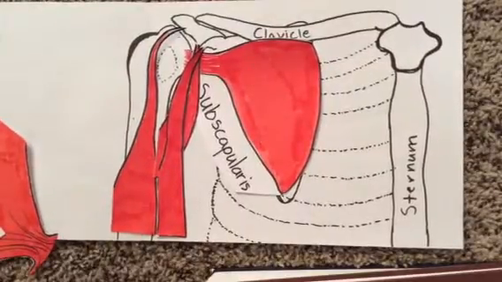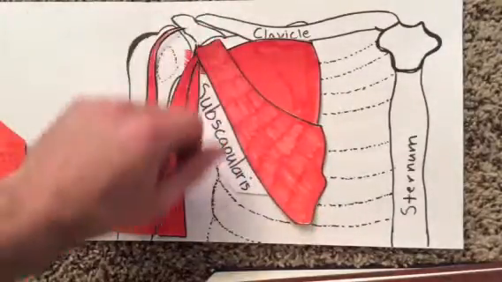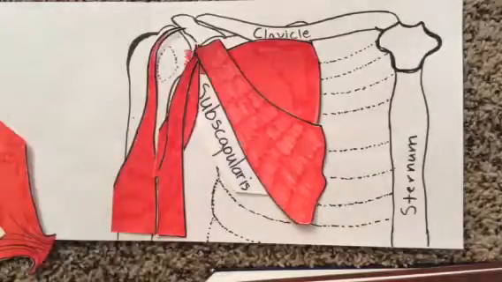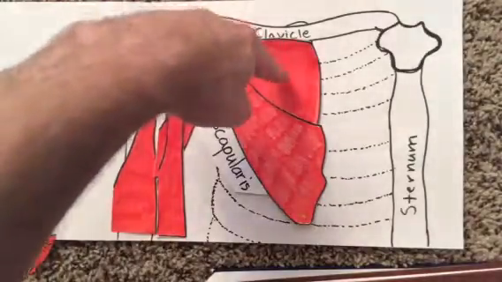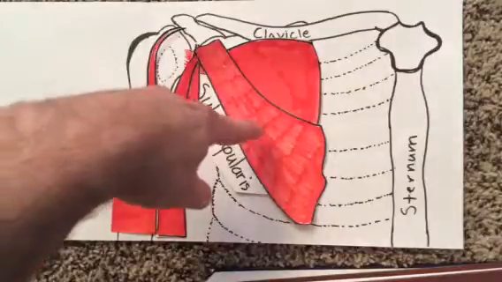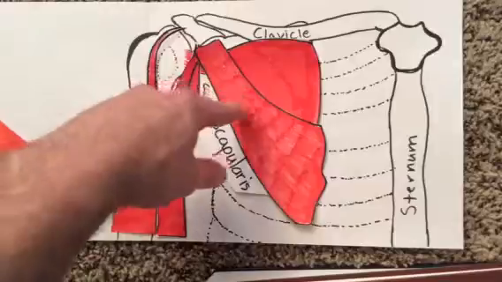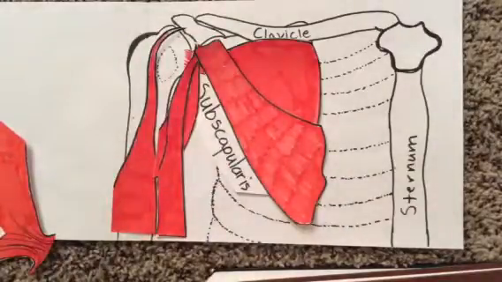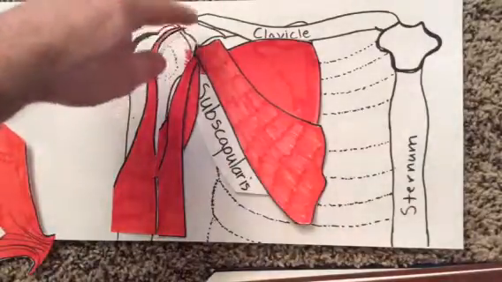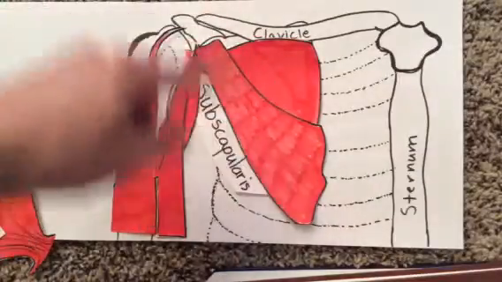Another muscle comes off of the coracoid process, and we're starting to build some layers here. So you can start to see that some muscles are more superficial and some are more deep, like this subscapularis is very deep. It gets covered up by a lot of these other muscles. So the pectoralis minor, which is what this one is, is more superficial to our deep muscle, the subscapularis. It starts at the coracoid process and inserts onto ribs 3 through 5.